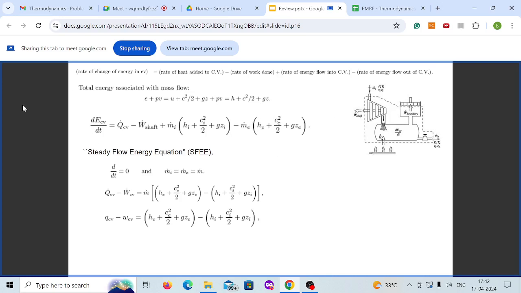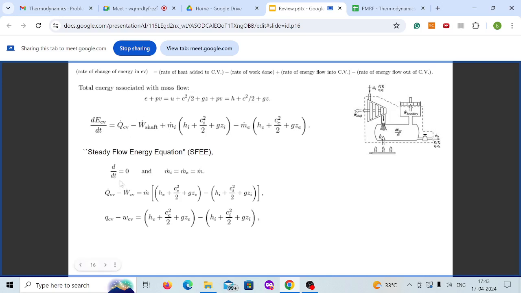So that is the expression, and you can get the previous expression for control mass straight away from this expression, if you assume the mass going in and coming out as 0. So this is called the steady flow energy equation. In the steady flow energy equation, the rate of change with respect to time is 0, so dEC by dt will become 0. That is not varying with respect to time.